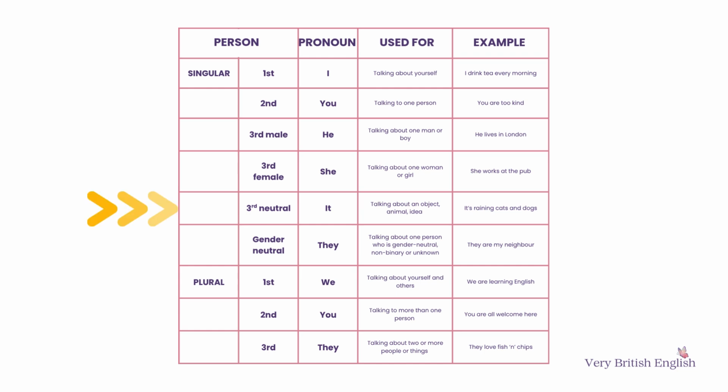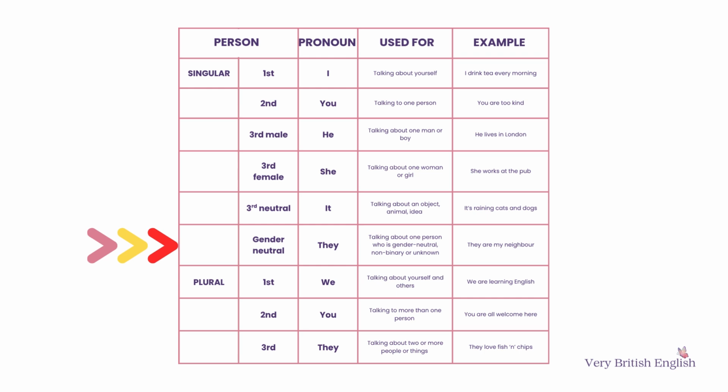The pronoun for the third person singular for neutral or objects is it. It's used for talking about things, animals, or even ideas. It's raining cats and dogs. It's looking at me. It was a great idea. It handles all sorts. The weather, your cup of tea, or your missing sock. It's exceedingly versatile.